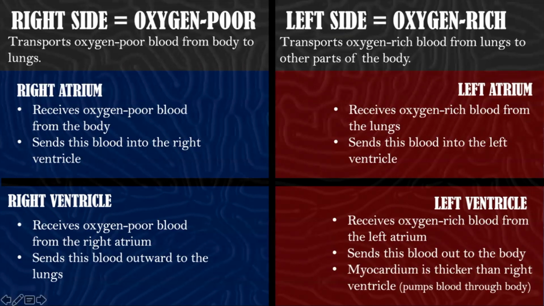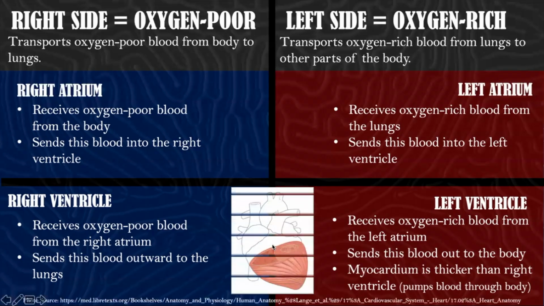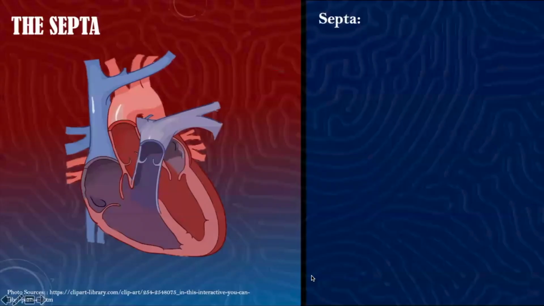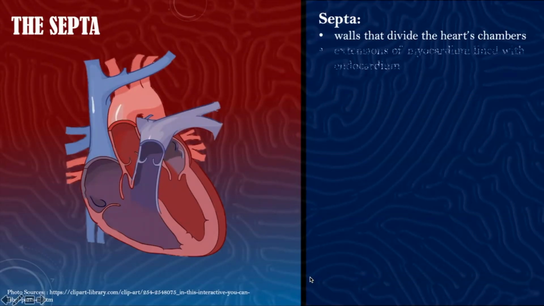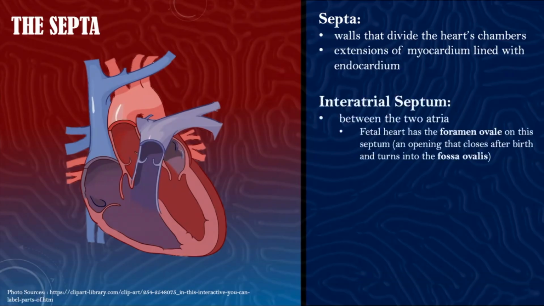And the myocardium of the left ventricle is actually thicker than the right ventricle because it works so hard to pump that blood all throughout the body. So you can see a picture of that right here. Now let's talk about the septa. These are the walls that divide the heart's chambers, and they're extensions of myocardium lined with endocardium. We have the inner atrial septa, which lies between the two atria, as you can see here.